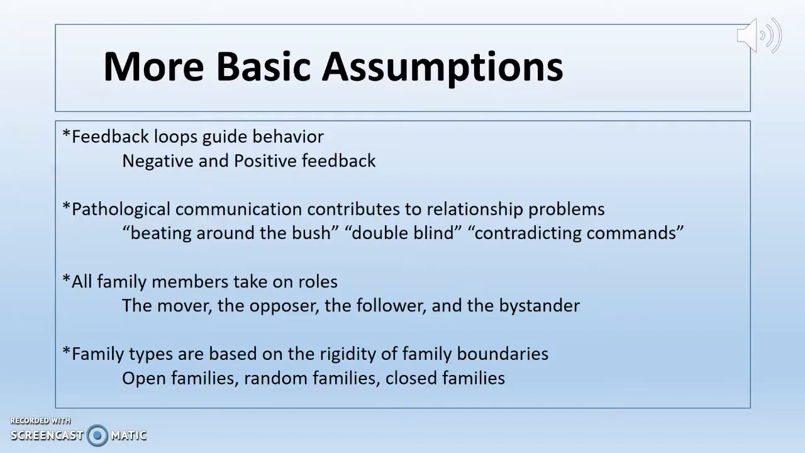The open family is democratic and outsiders are permitted while still protecting family members. The closed family is very enmeshed and rarely invites outsiders into their circle. The random family has virtually no boundaries and sets few rules.